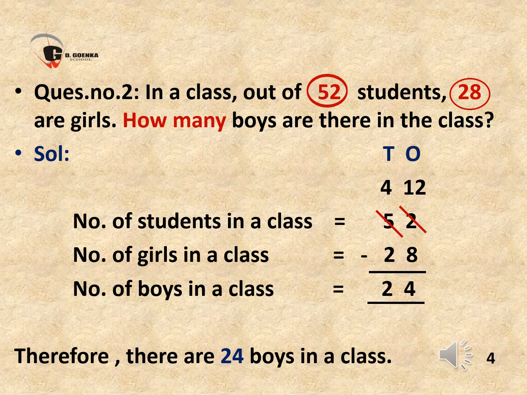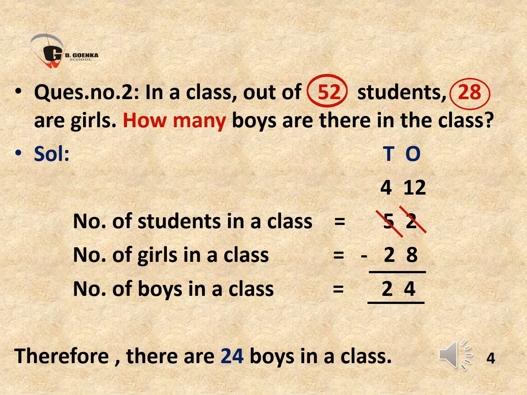So what we will do now? Yes, we will borrow 1 ten from the tens value and our 2 becomes 12. 10 plus 2 equals to 12. Now it is possible to subtract 8 from 12. So 12 minus 8 is 4. So what is left at the tens value? It's 4. Now we'll move on to our tens value. 4 minus 2 equals to 2. So number of boys in a class equals to 24.